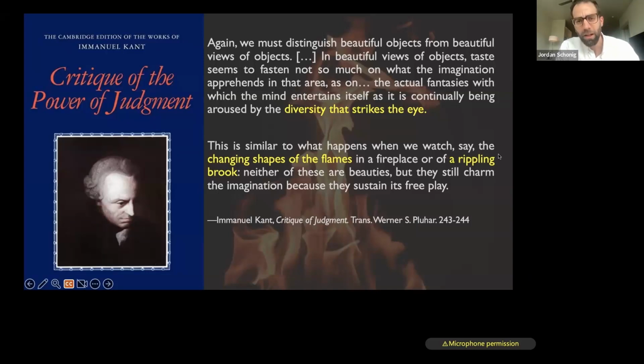He says, we must distinguish beautiful objects from beautiful views of objects. In beautiful views of objects, taste seems to fasten not so much on what the imagination apprehends in that area as on the actual fantasies with which the mind entertains itself as it is continually being aroused by the diversity that strikes the eye.